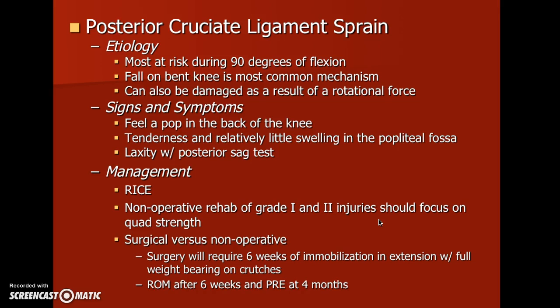For the posterior cruciate ligament, the etiology, the riskiest position for that is 90 degrees of flexion. Then you fall on a bent knee, so the tibia is pushed posteriorly. And again, they can feel a pop, tenderness, and relatively little swelling in the popliteal fossa. We covered that in class. I showed you guys where the popliteal fossa was, and that's behind the knee.